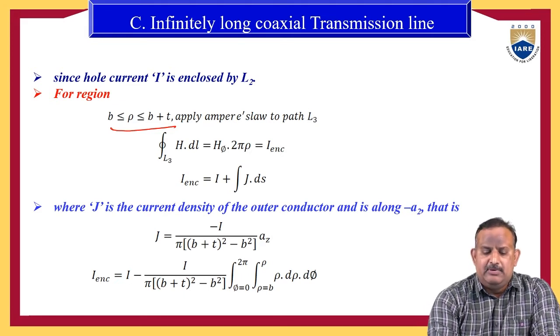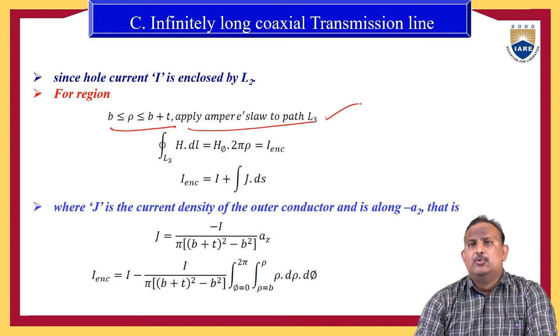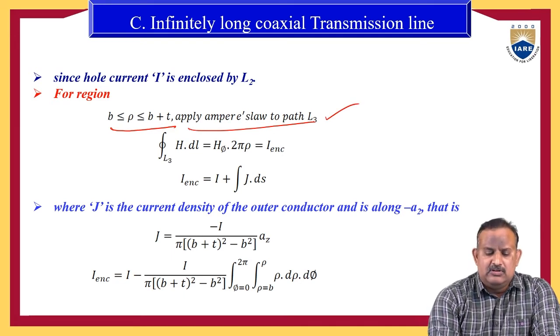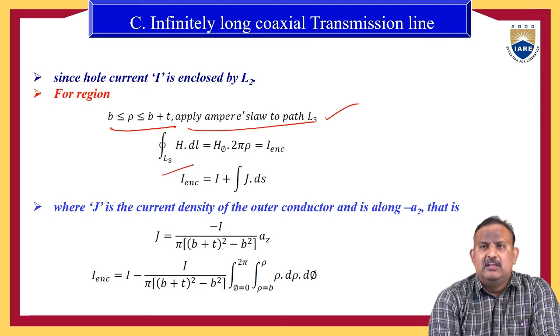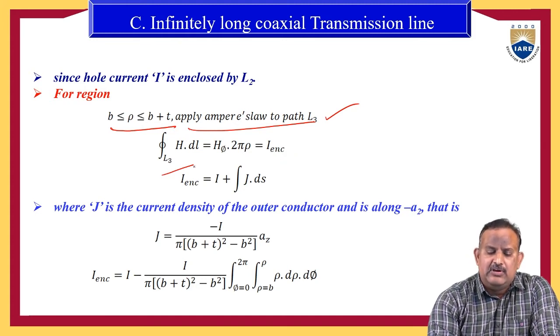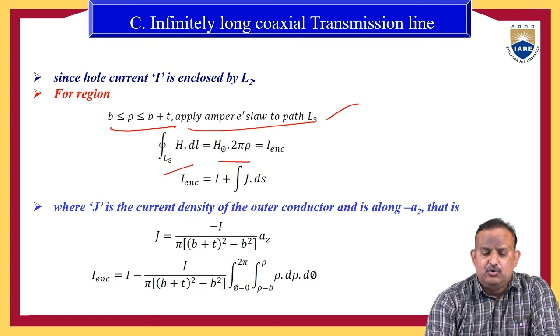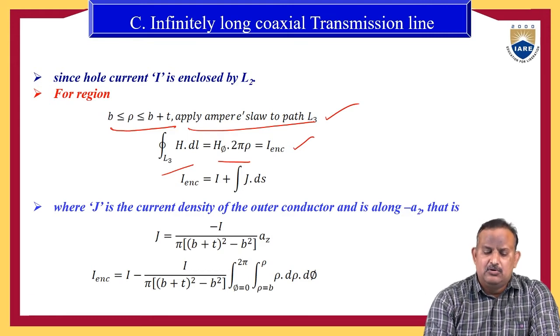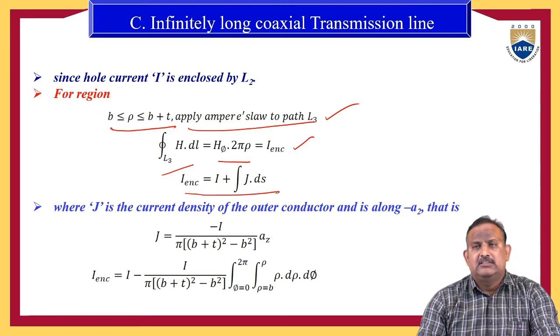So here we apply Ampere's circuit law to loop 3. According to Ampere's circuit law, the line integral of H·dl is equal to I enclosed. Already we know that the line integral of H·dl is equal to H_phi into 2 pi rho. So H_phi into 2 pi rho is equal to I enclosed. So here we need to find out the I enclosed for the third loop.